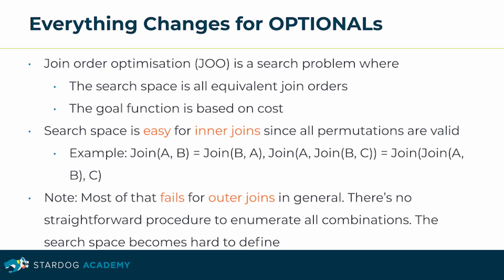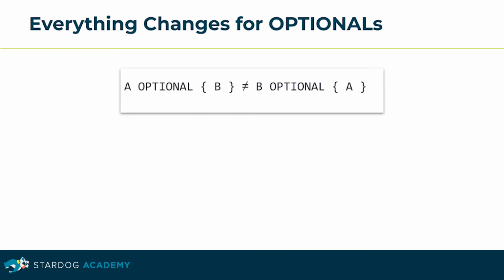Join order optimization is a search problem where the search space holds all equivalent join orders, and the goal function is based on cost. The search space is easy for inner joins since all permutations are valid, and we just saw that in how we can reorder the joins. But most of that fails for outer joins in general because there's no straightforward procedure to enumerate all combinations, and then the search space becomes hard to define. And so it's incumbent on us as query designers to introduce optionals in the correct place when we're defining a query. So let's take a look at how we define those optionals.